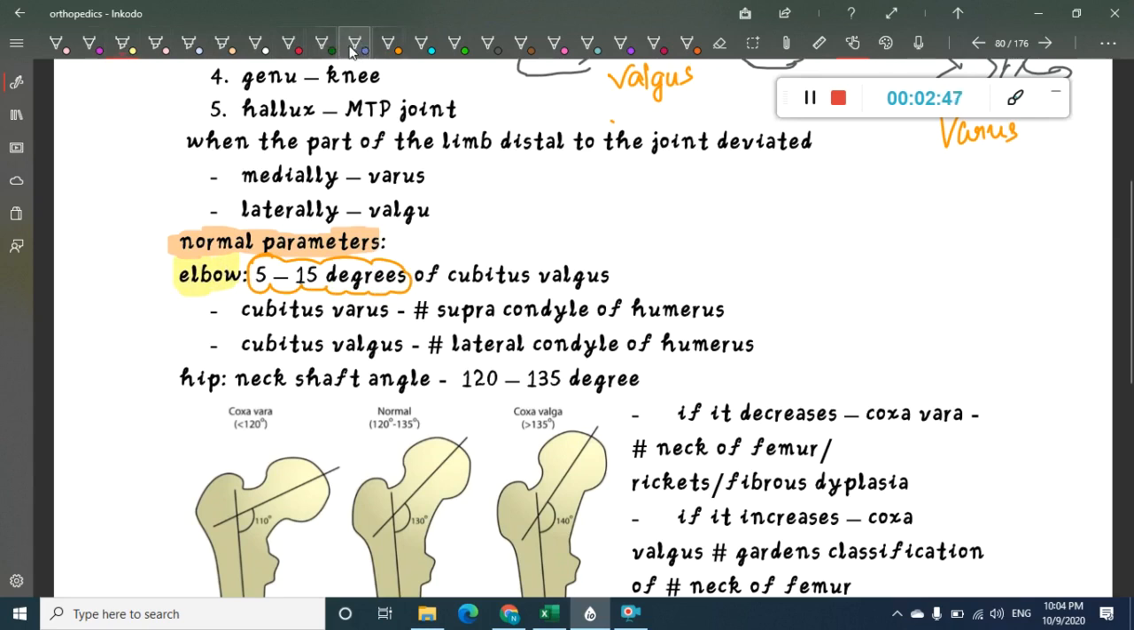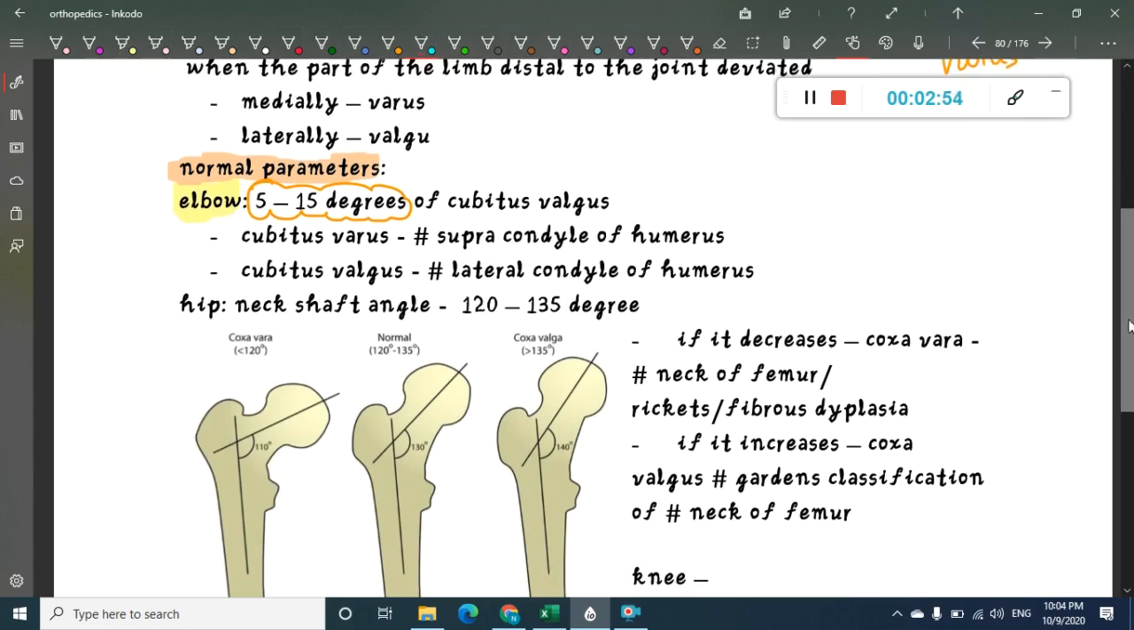So cubitus varus is seen in supracondylar fracture of humerus, whereas cubitus valgus is seen in fracture of lateral condyle of humerus. I remember like this: varus, so supracondylar fracture of humerus; valgus, so it is lateral condyle fracture of humerus. If you have varus, R for supracondylar fracture of humerus, L for lateral condyle of humerus, you can remember it like this. Okay, that is for elbow joint.